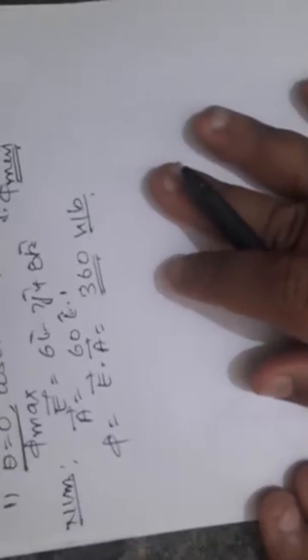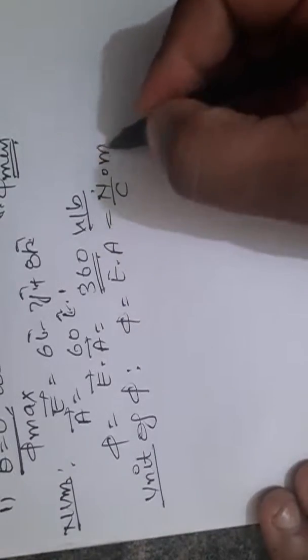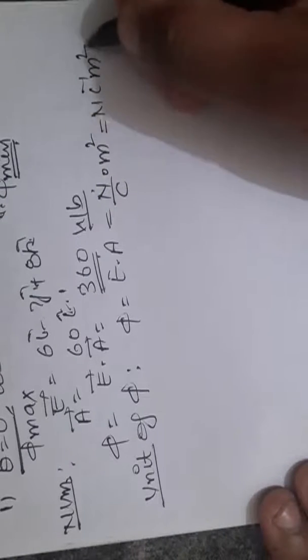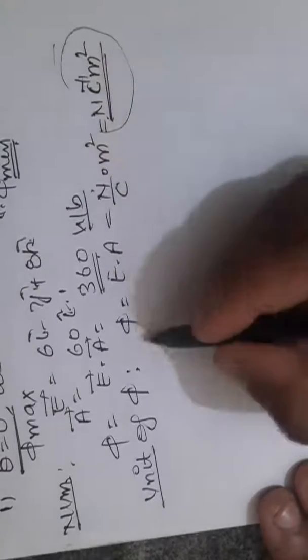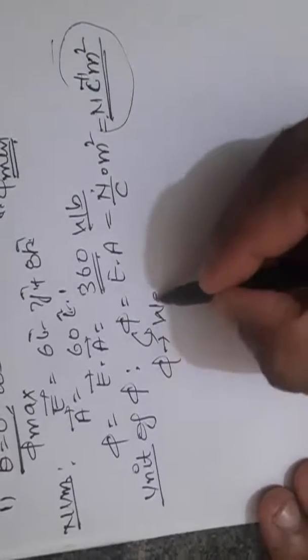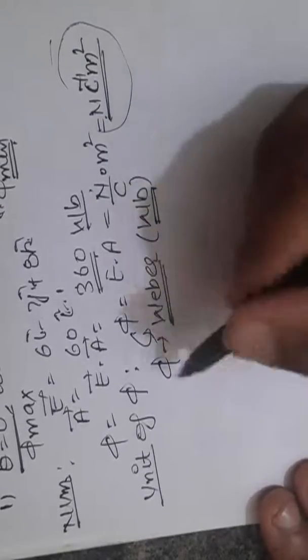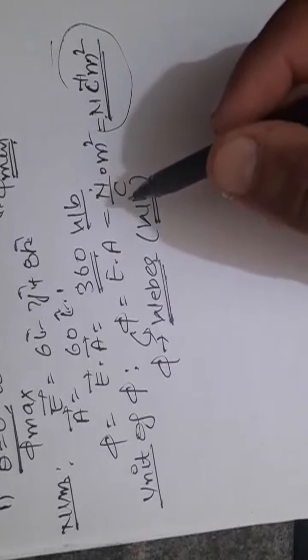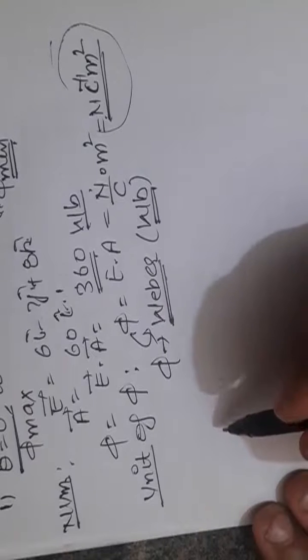Next question that comes to mind: what is the unit of electric flux? It is basically E dot A. The electric field unit is Newton per Coulomb and area is meter square, so it is Newton meter square per Coulomb. But this is very lengthy. Instead of using this, we write the unit as Weber, WB. This is the unit we will use in solving numericals. So flux is the lines passing through a given surface.